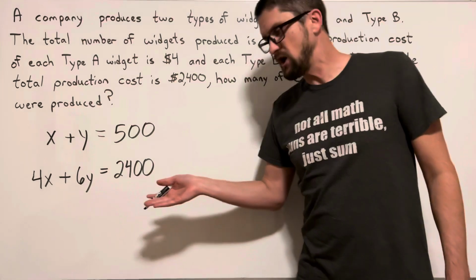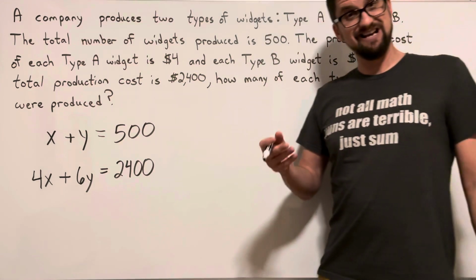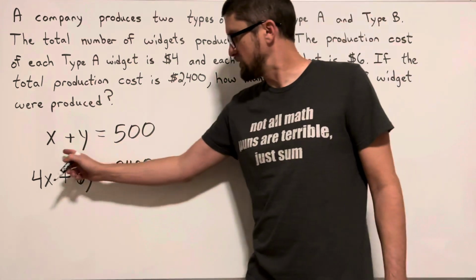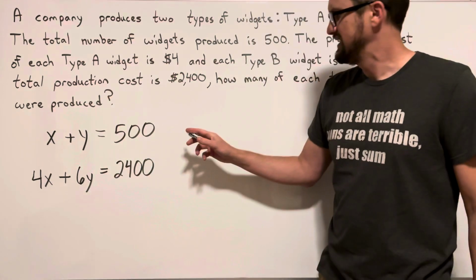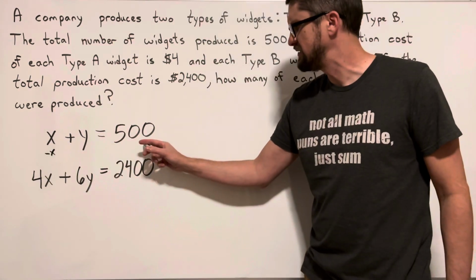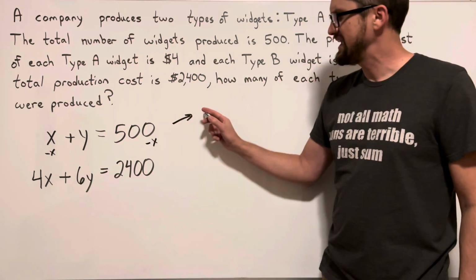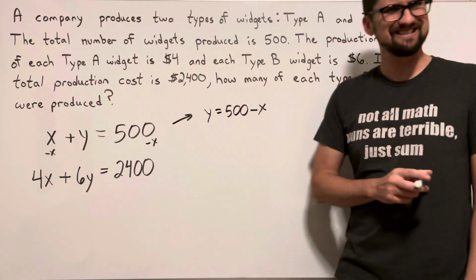There's many ways to solve this. I'm going to solve it using substitution. That's where you solve for one of the letters. It's going to be easiest to solve for this X or Y. I'm going to solve for Y by subtracting X on both sides. So that gives me a Y of 500 minus X.